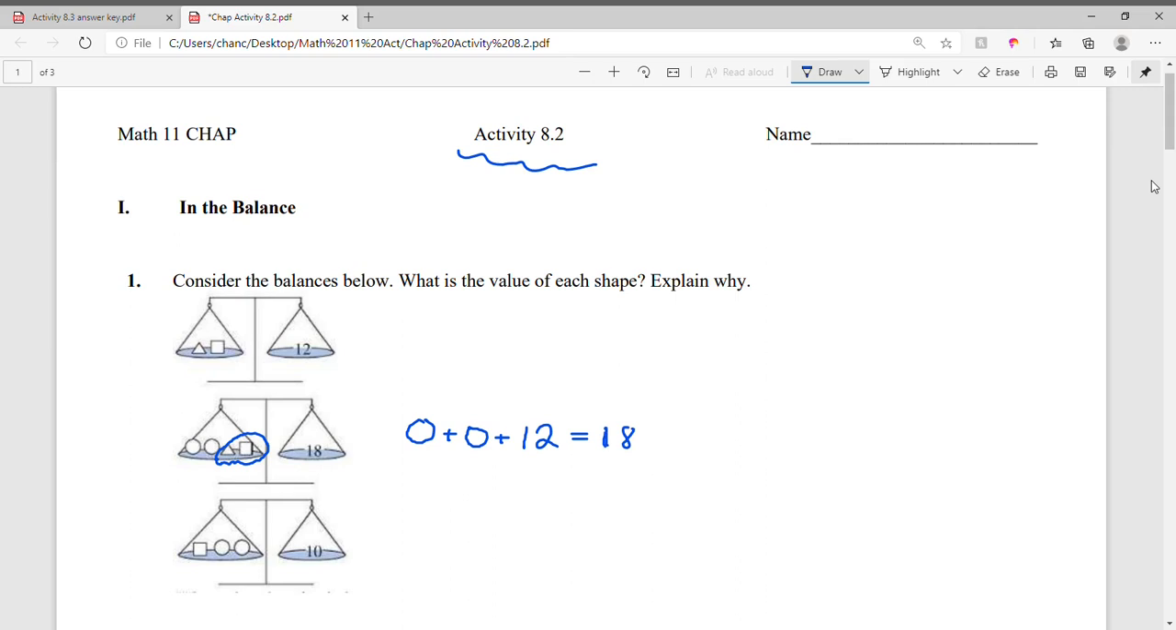Now to prevent any confusion, let's put an underline underneath our circles so we don't confuse it with the number 0. I can subtract 12 from both sides. And this will imply that a circle plus another circle is going to be equal to 6. Since 2 circles is equal to 6, that implies that a circle has a value of 3. So that solves for one of the shapes already.